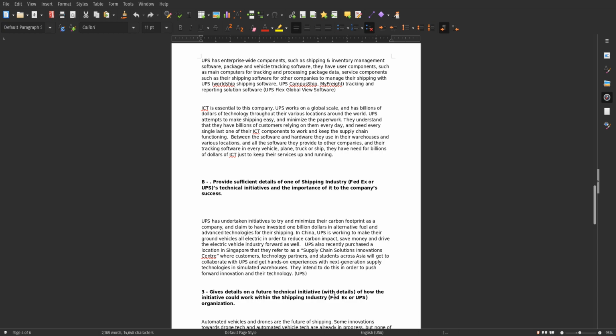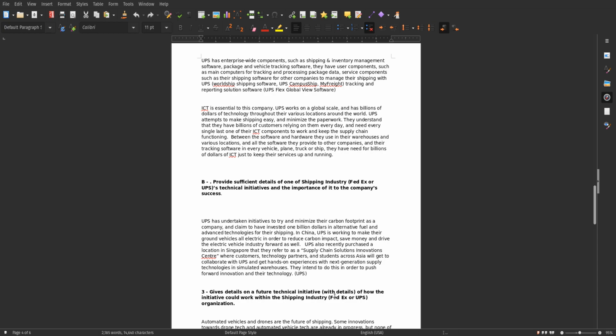All of this information was gotten from UPS's website directly. ICT is essential to this company. UPS works on a global scale and has billions of dollars of technologies throughout their various locations around the world. UPS strives to make shipping as easy as possible while minimizing the paperwork for everyone. They understand they have billions of customers relying on them every day. They need every single last one of their ICT components to work and keep on functioning.